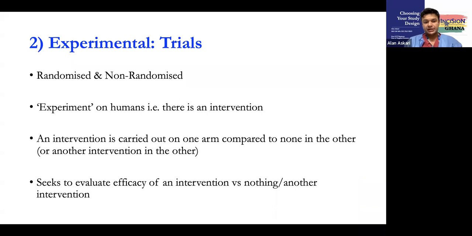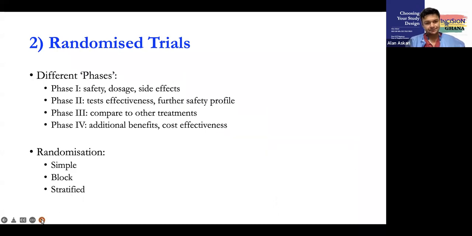And often the intervention is carried out in one arm compared to another. So you want to see, for example, two different types of hip prosthesis when you're doing hip replacements, or laparoscopic versus open surgery, etc. And you get one group into one arm and one group into the other. What you're trying to establish through these kinds of studies is you're determining the efficacy, i.e. how good one intervention is versus another, or versus a placebo or doing nothing.